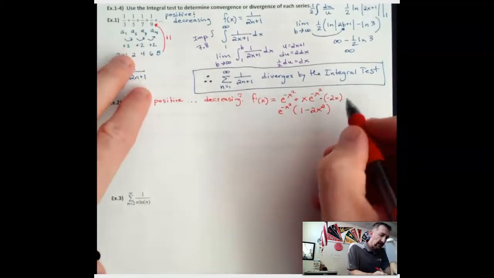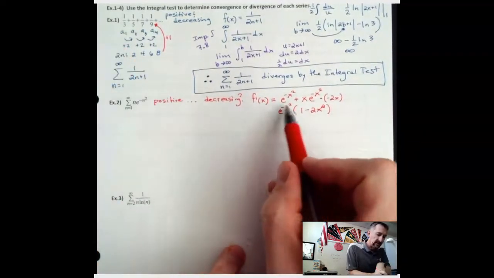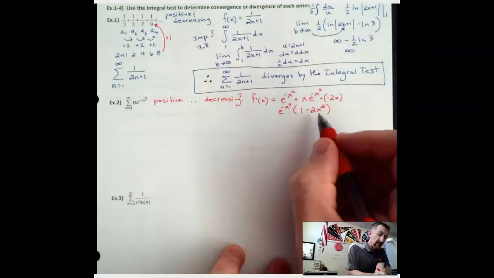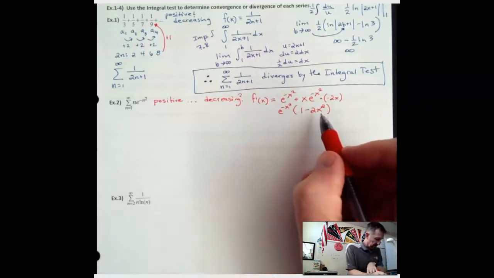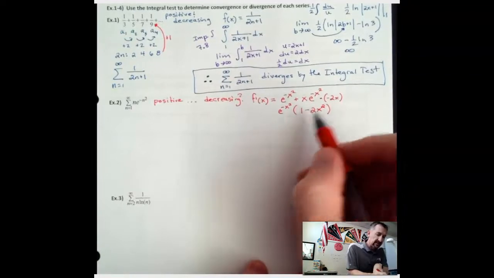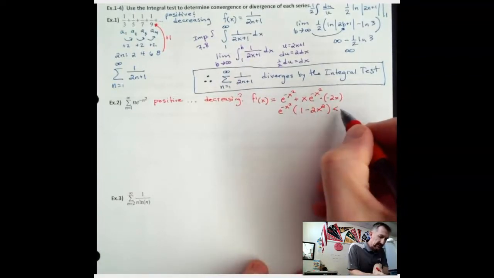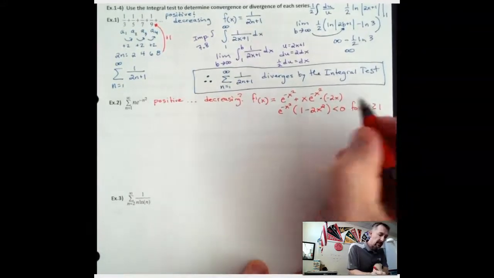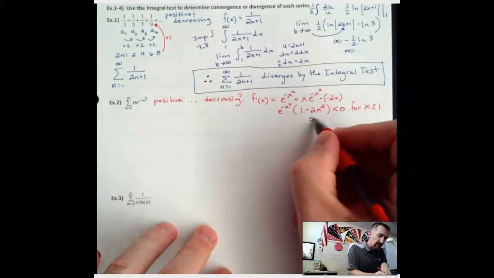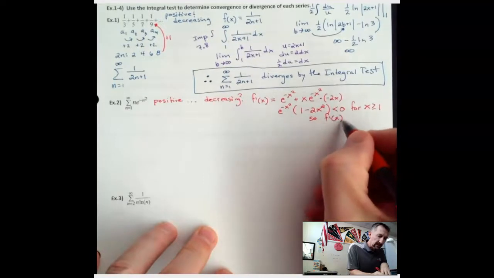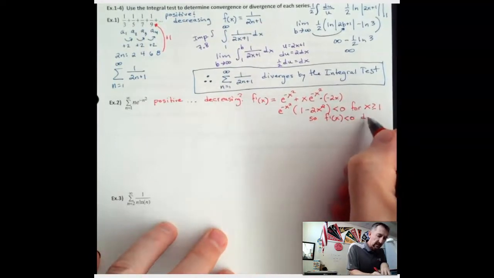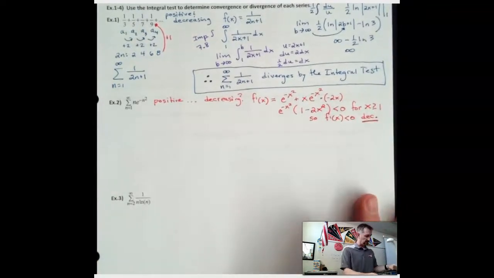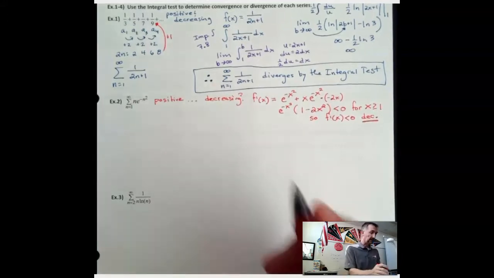Okay, and if we think about that, this is always going to be positive. If we're plugging in numbers here, x equals 1, this will be negative, so that is less than 0 for x greater than or equal to 1, which means f prime of x is less than 0, so we are decreasing. Alright, so we're positive and decreasing, so we want to use the integral test here.